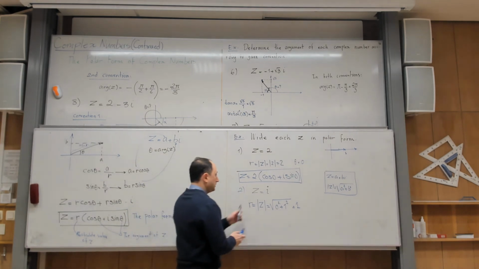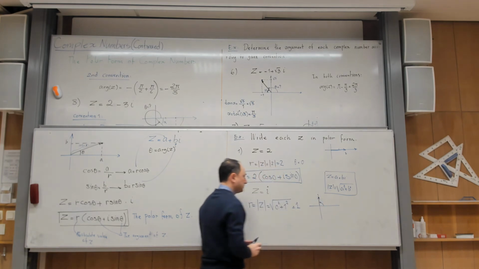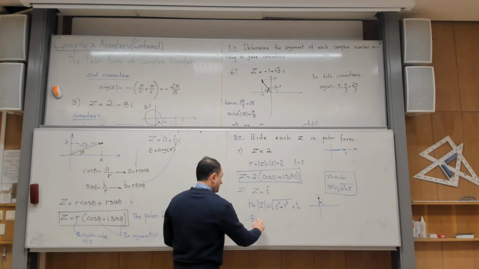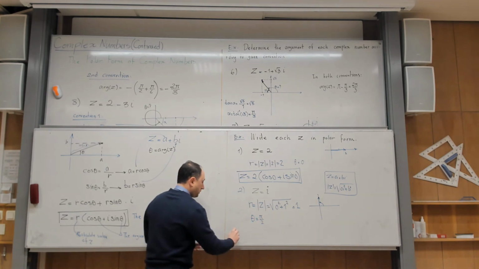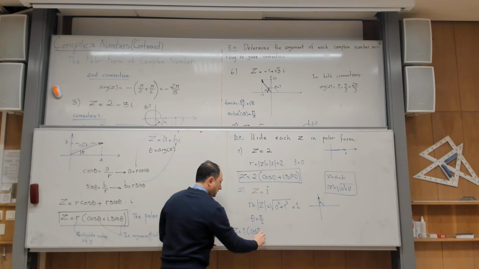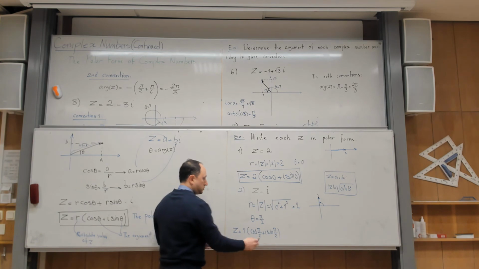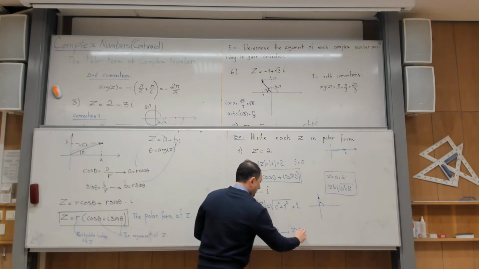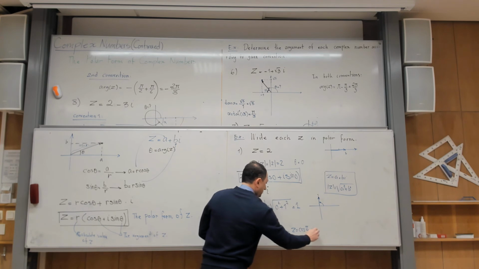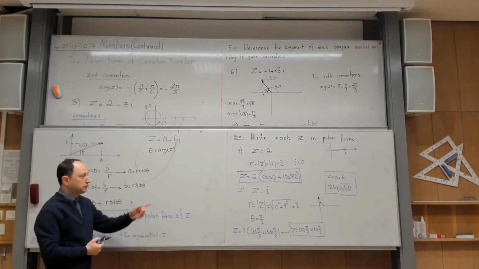Okay, and then I need to calculate theta, but this is also simple now, yes? Where is i? i is somewhere here. So this angle is 90 degrees. So theta is pi over 2. So what I do, I would write z is equal to r, which is 1, times cosine pi over 2, plus i sine pi over 2. But of course, there is no need to write this 1. So I simply write z is equal to cosine pi over 2, plus i sine pi over 2. So that is the polar form of this complex number.